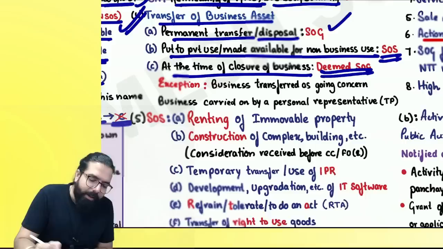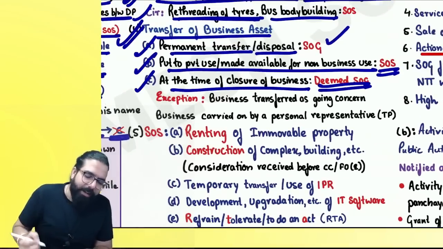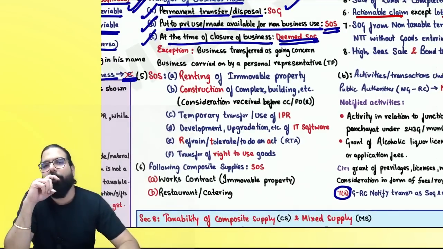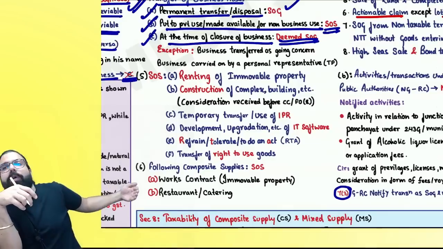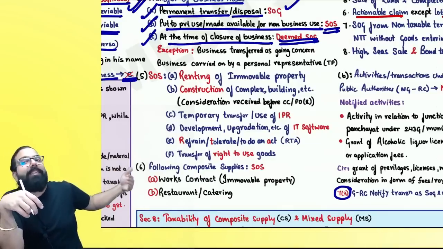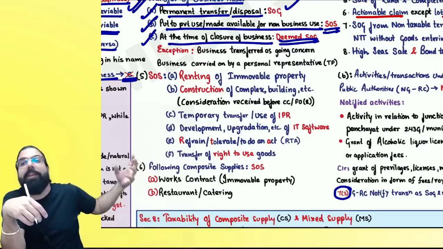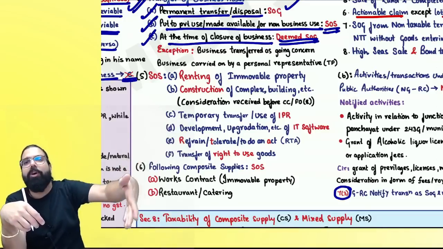It says that a permanent transfer is a supply of goods, and a temporary transfer is a supply of service. Then at the time of closure, if you transfer, it is always a supply of goods. But here there are two exceptions. What are the two exceptions, everyone? If I transfer my business as a going concern to a person, or I transfer it to a representative who is a taxable, registered person, they will sell the goods and charge GST and give it to the government.